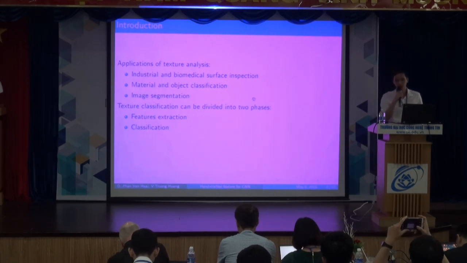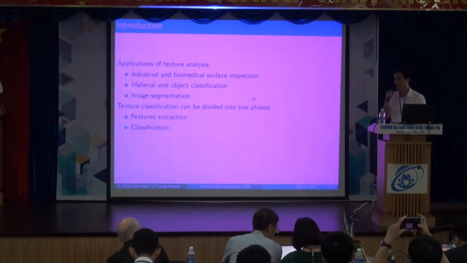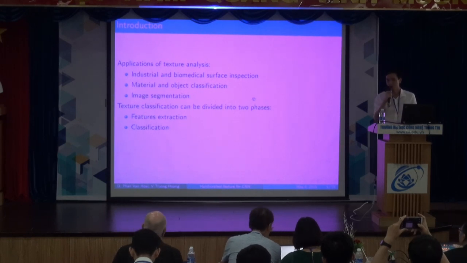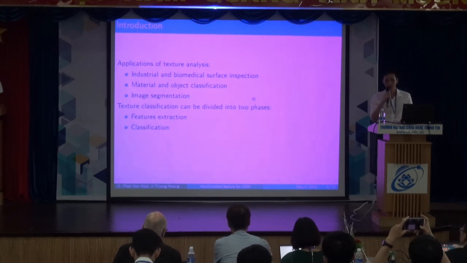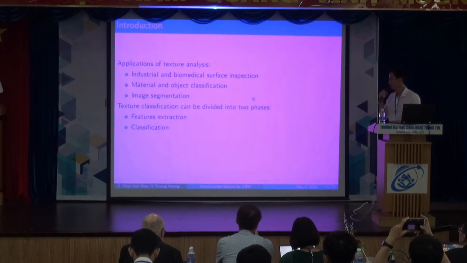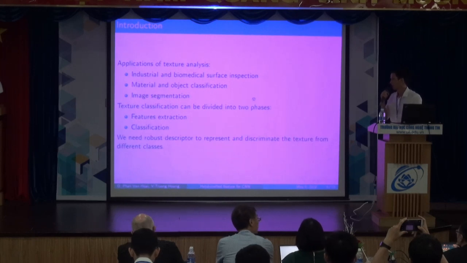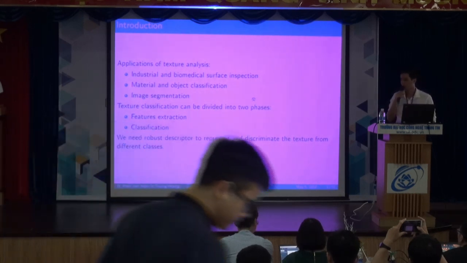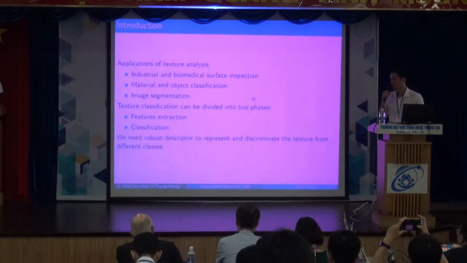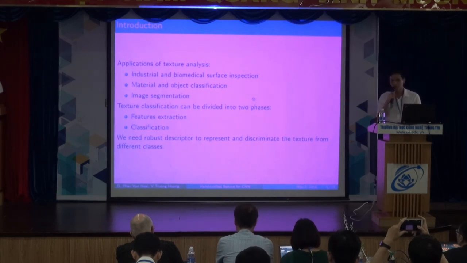However, in nature, the texture of the same object varies. Materials vary in illumination, scale, and orientation. So we need a robust descriptor to represent and discriminate the textures from different classes. And I will briefly review some related work.